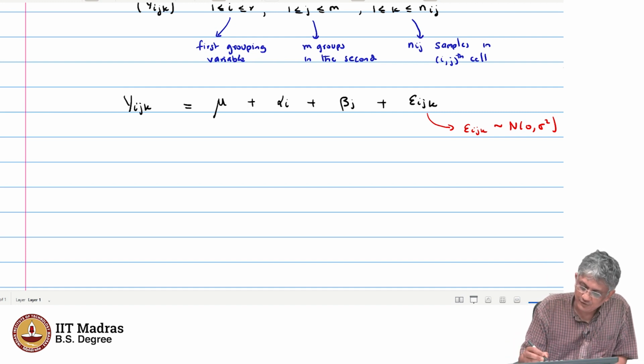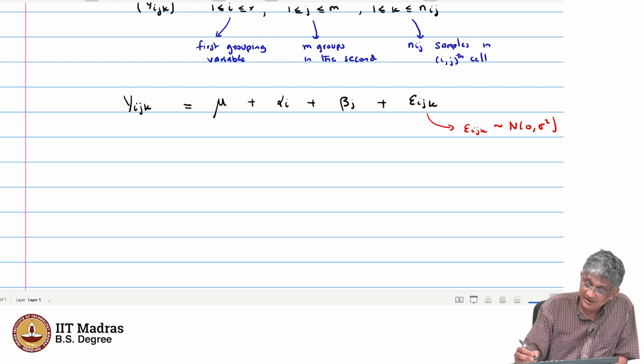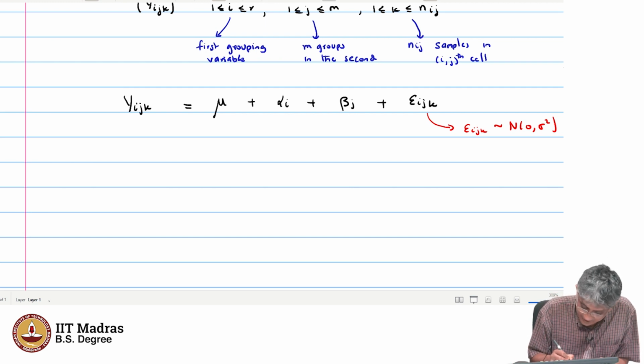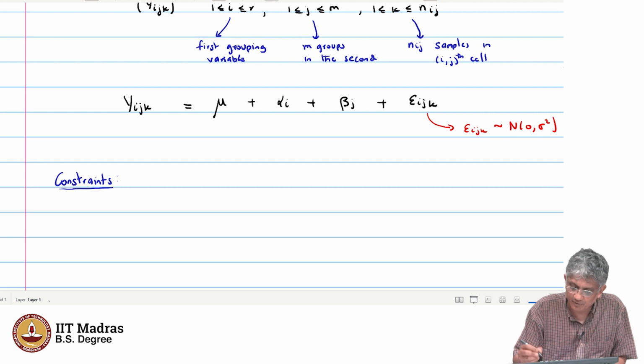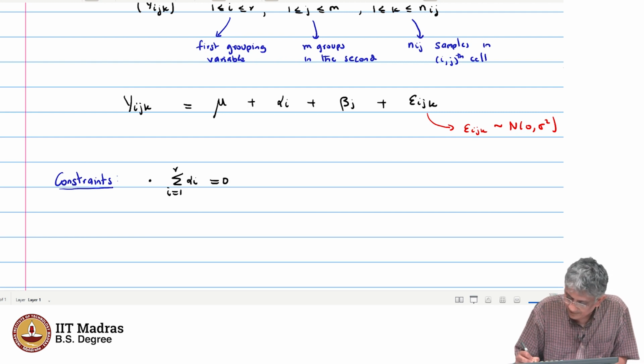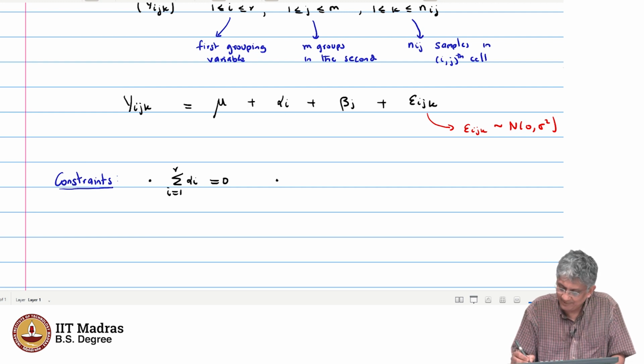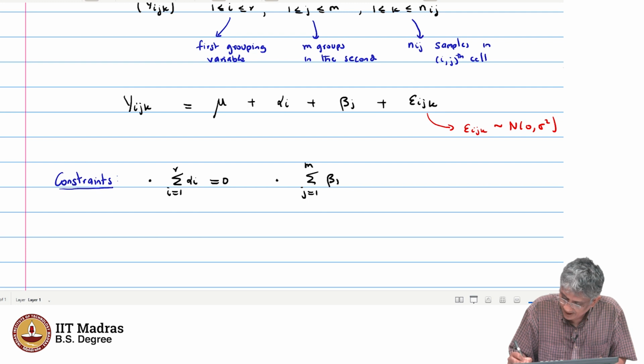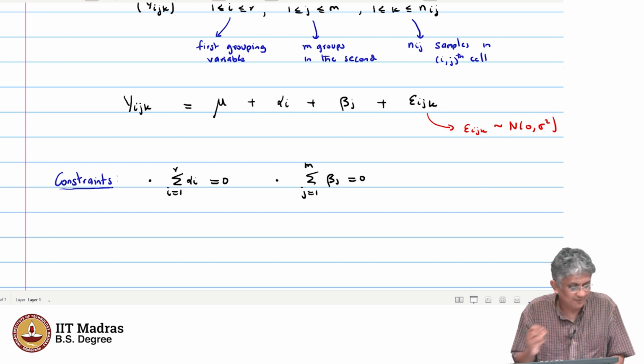If you go back to our first week, we had this issue of constraints to make the model estimable. So what constraints did we use? We'll say that the summation over i equal to 1 to R of alpha i is 0. That's one constraint. For the second constraint, we do the same thing for beta: summation over j equal to 1 to M of beta j is equal to 0.